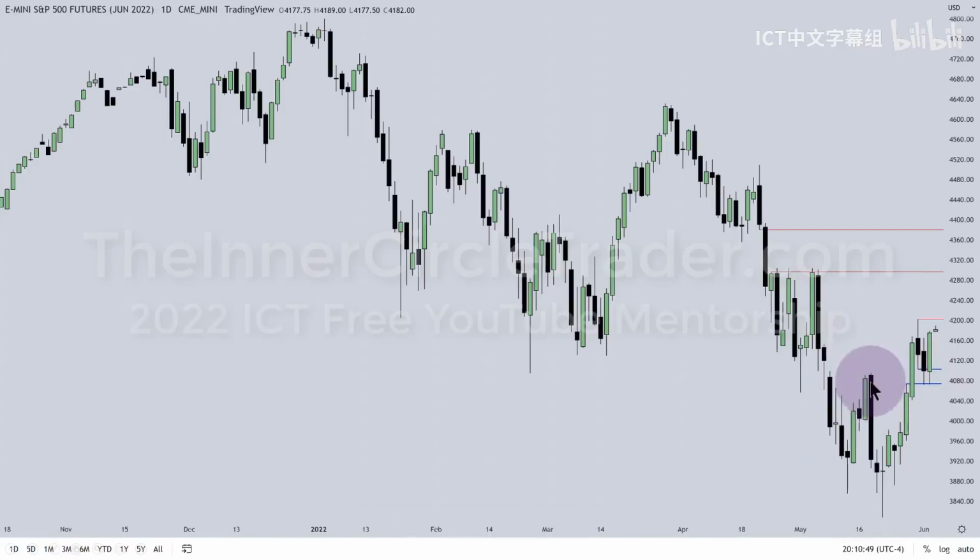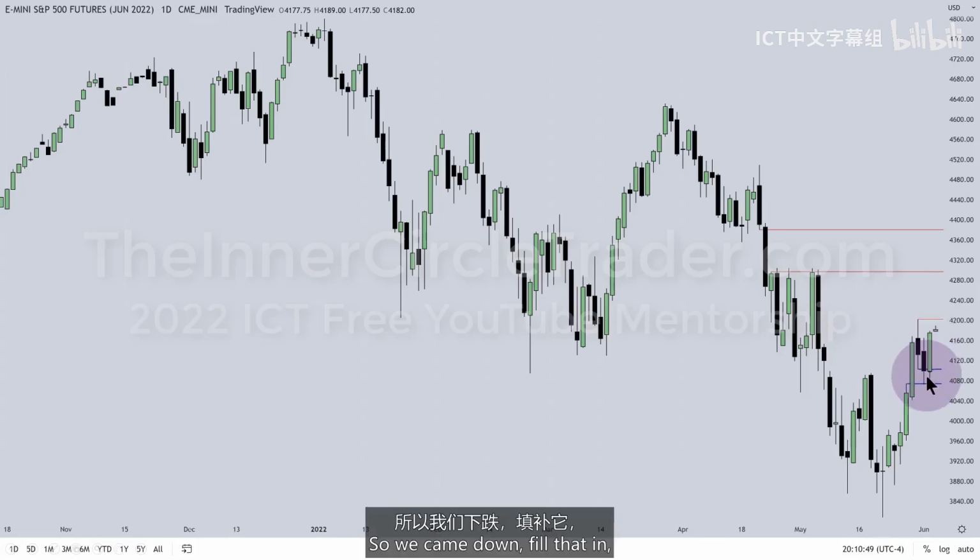This is also a breaker. Okay, breakers are low, high, lower low. Find the high in between, extend it out in time. The market trades down into that. It's also coming down in to fill in this fair value gap. So we came down, fill that in, and now we're starting to rally.